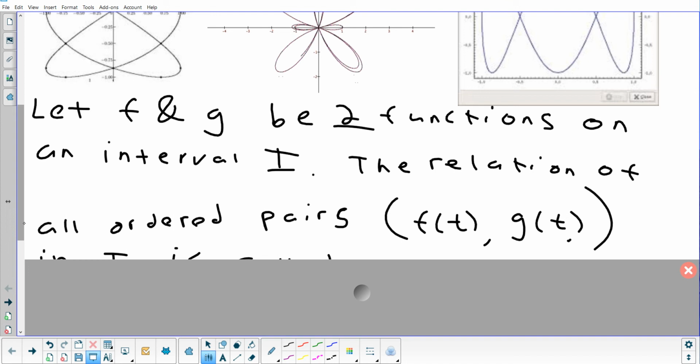Yeah? Is that interval I or interval t underlined? I. Okay. Yeah.